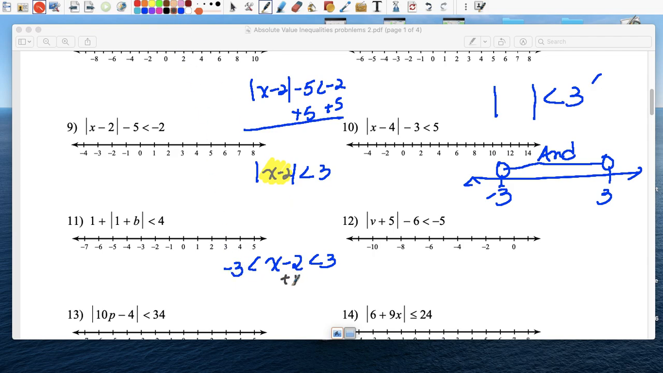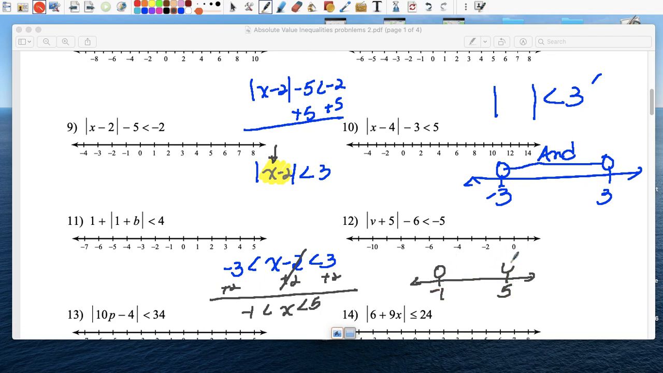We're going to do plus 2, plus 2, plus 2 on this side. That goes away. We're left with x isolated. Here we get 5, and here we get -1. So if I ask you to pick a number for x to then subtract 2, you can pick any number that goes from -1 all the way to 5, not inclusive.